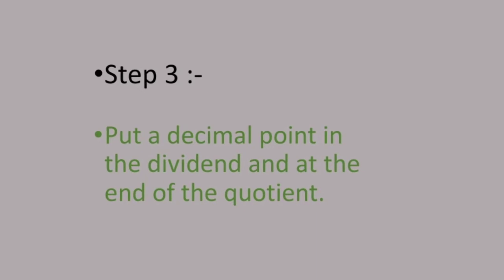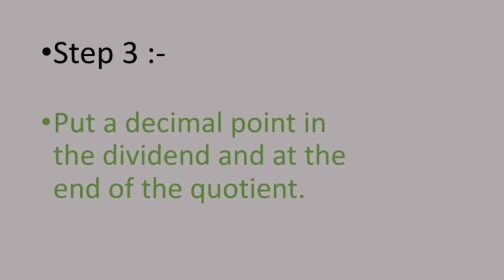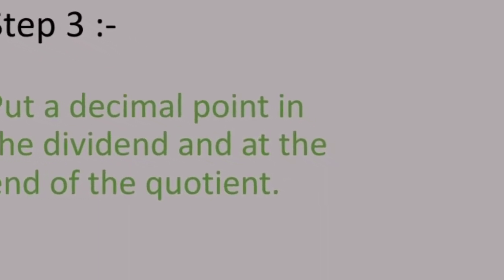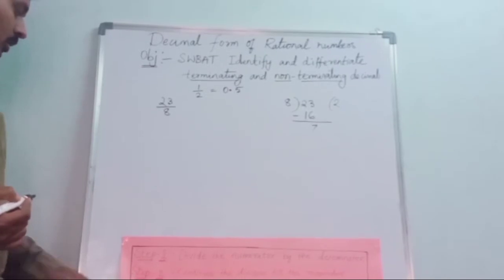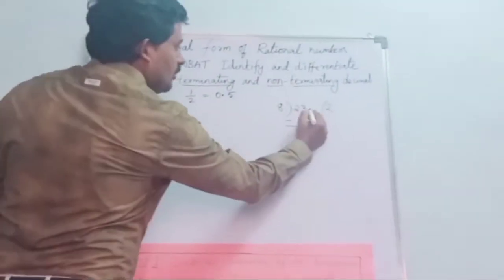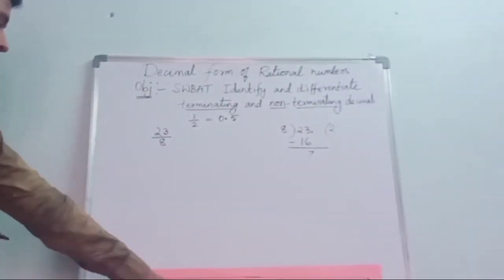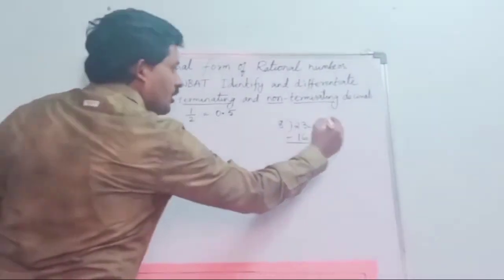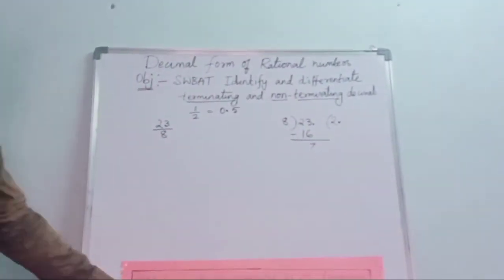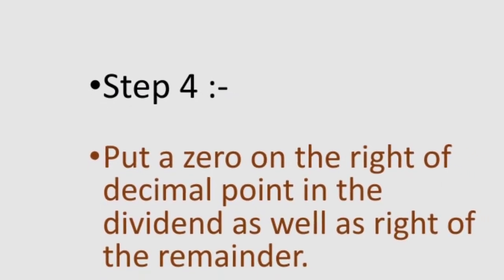Now go to step 3. Now what it says is to put a decimal point in the dividend and at the end of the quotient. So we'll try to do that. Decimal point in the dividend. So we'll put a decimal point in the dividend, as you know, this is the dividend, and at the end of the quotient. So here also we should keep a decimal point in the quotient. That is step 3. Let's proceed to the next.